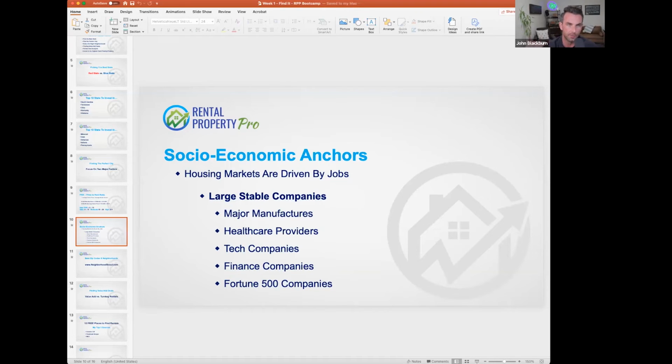So we go from the state level to pricing versus rents, and then to what is supporting me getting those rents on a monthly basis, by looking at the socioeconomic anchors.